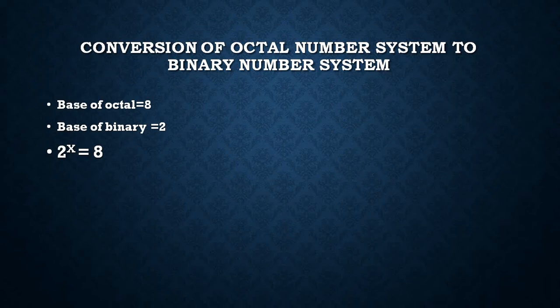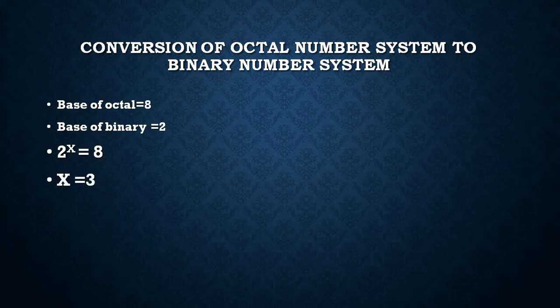If we put x equal to 1, we get 2 raised to 1, which is 2. So 2 is not equal to 8. Again we have to increase the value of x. Now we put x equal to 2, we get 2 raised to 2 equal to 4, so it is not equal to 8. So again we change the value of x to 3, we get 2 raised to 3 equal to 8. Now the equation is satisfied. So we say that the value of x equals 3.